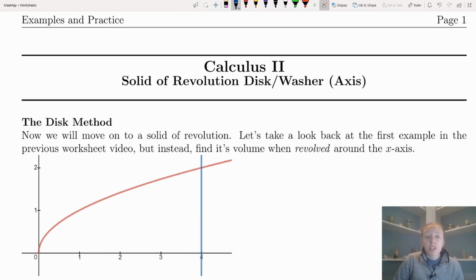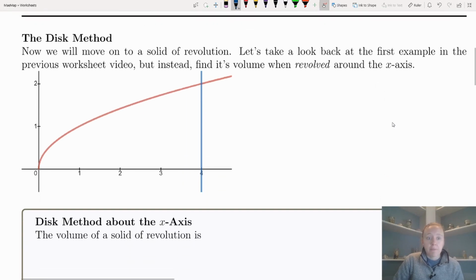So the first method we're going to go over is called the disk method. Let's take a look back at an example from the previous worksheet. I believe that was example 1, where we found the volume by using the general slice method, and we used squares. This time we're going to find the volume, but we're going to revolve it around the x-axis. So if you can think of taking this figure and revolving it around this x-axis, we're going to have something.